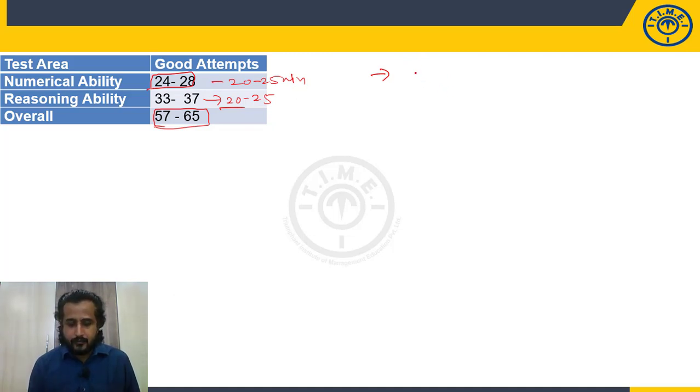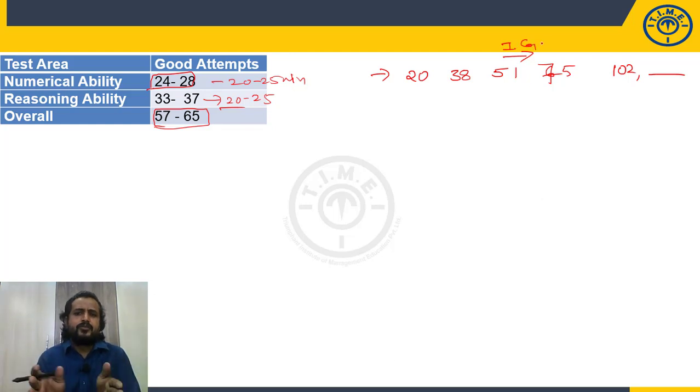Let's say I take one number, 20. The next number is given as 38, then 51, then 75, and then 102. So this is one question, let's say. Are the given numbers increasing slowly, gradually, or rapidly? Increasing gradually, because the numbers are very close to each other.